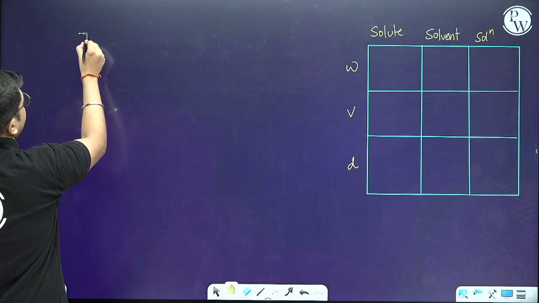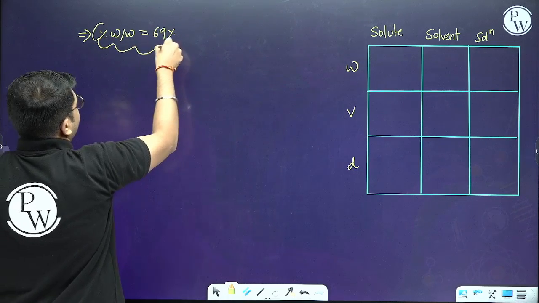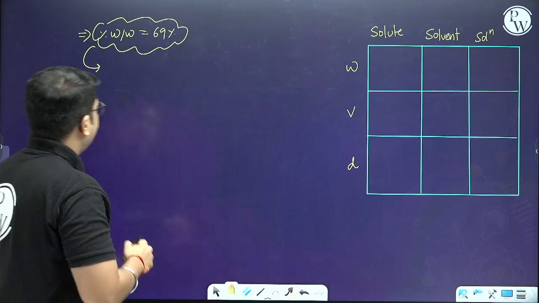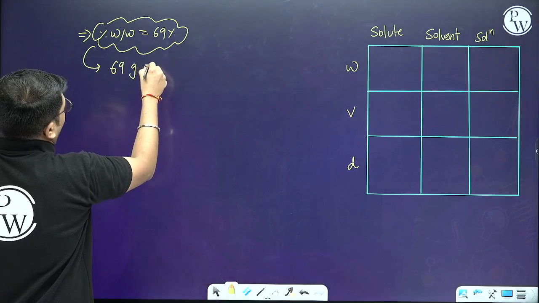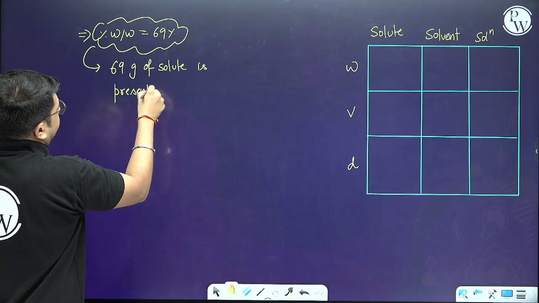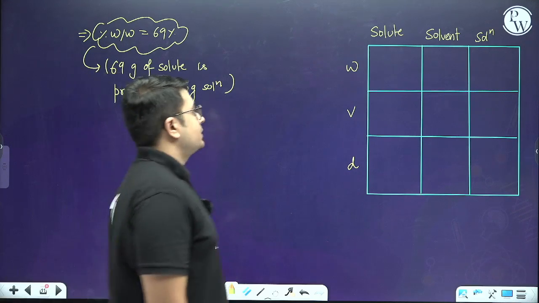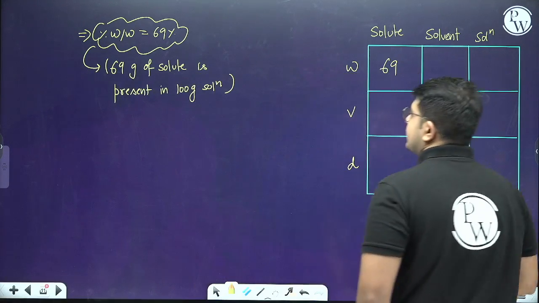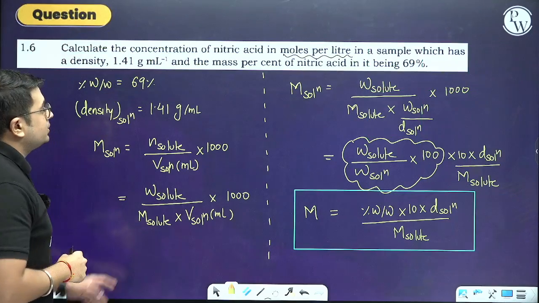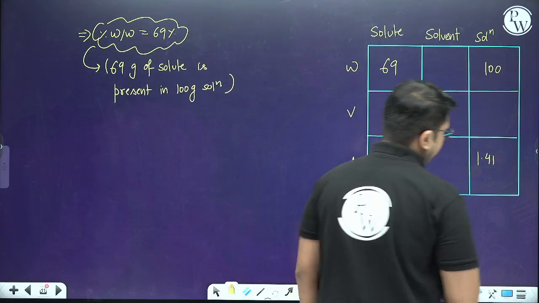First information is percentage W by W is 69%. What is the meaning of this particular term? It's very easy and it's very important to understand the meaning of each concentration term. It means you can say that 69 gram of solute is present in 100 gram solution. So from that particular part you can say W of solute is given, which is 69. Next part is 100 gram of this given already. Now next thing is you can see density of solution is also given, which is 1.41 gram per ml. So density is 1.41 gram per ml also given.